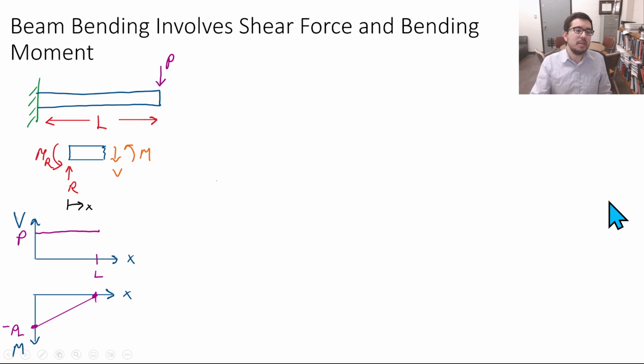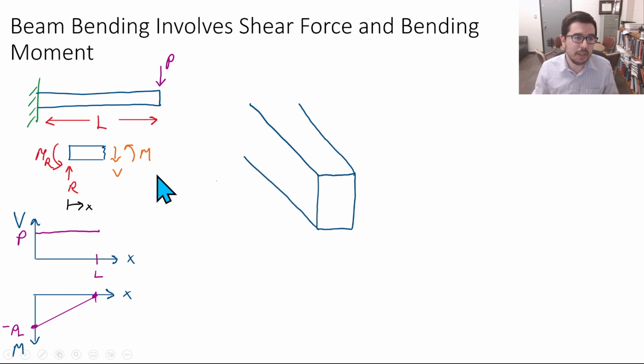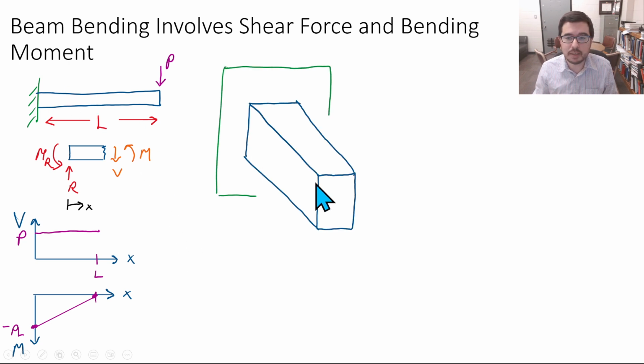Okay, so continuing and copying and pasting, what do we see? We see that we have our beam, we have some reaction moment, reaction force, we have internal shear, internal bending moment, we have those plotted. So if we take this beam and we just look at it, okay, this is a somewhat three-dimensional perspective.